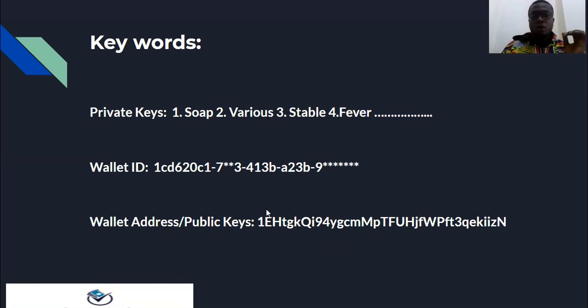Then the last one, which you can always share with people, is what we call your wallet address or your public key. This is like your account number, all right? You can give it to people when you want to buy cryptocurrency or Bitcoin, or whichever of them you want to buy from somebody. You can always give them your public key, right? Then they send to it. If you want to send to people also, you ask for their public key or wallet address, and then you can send to them.